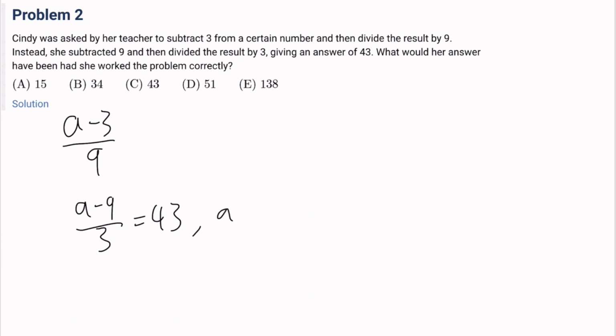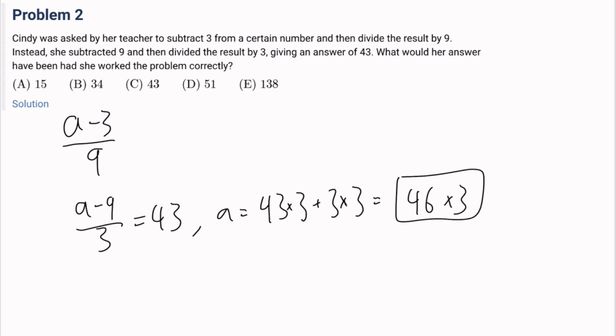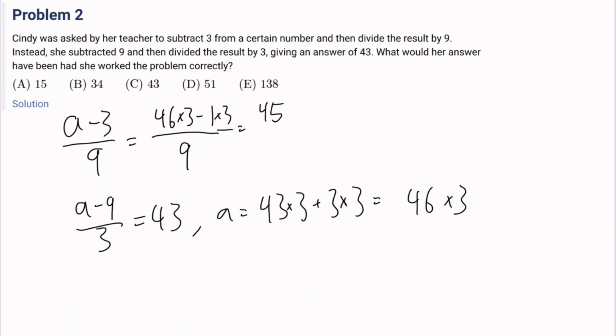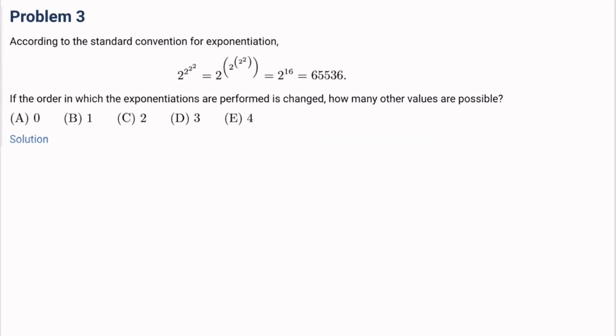So what A is, A equals 43 times 3 plus 9, and since 9 is 3 times 3, this is 46 times 3, right? And so if we put 46 times 3 into right here, then this gives us all over 9, and then 46 times 3 minus 3, this is 1 times 3, so this is 45 times 3 over 9. This equals 5 times 3, which is 15. So the answer is 15. It's A. Number 3, according to the standard convention for exponentiation, 2 squared equals this much, right?